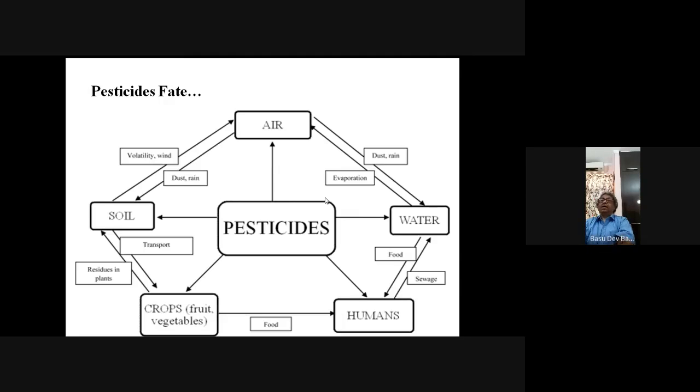This is a well-known standard textbook. All graduate students will love to have it and see how pollution works. I have taken here the example of a pesticide. Organochlorine pesticides are very stable, and they disperse throughout the human system through the crops, soil, air, and water, and circulate.